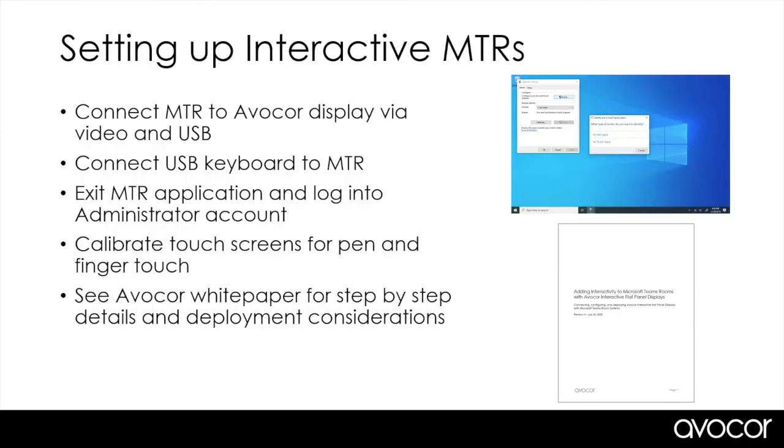In terms of deploying, there's a couple things to think about during install. After the MTR has been set up and everything is connected and powered up, just need to log into the administrator account on that MTR with a USB keyboard connected to go through a quick calibration process for pen and finger touch on the Avocor display and on the Teams controller on the table. We created a white paper at Avocor to help with some step-by-step instructions and screenshots. So take a look at that on avocor.com, either on our display product pages or in our support site.